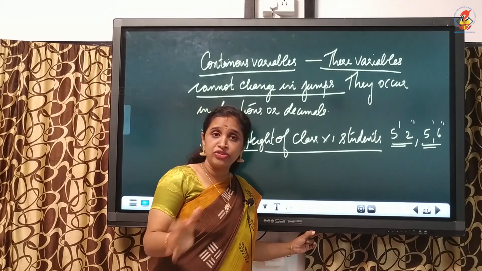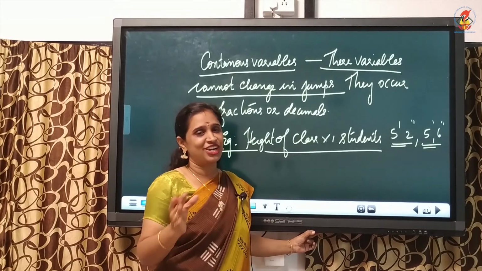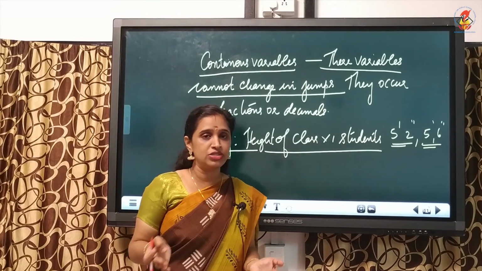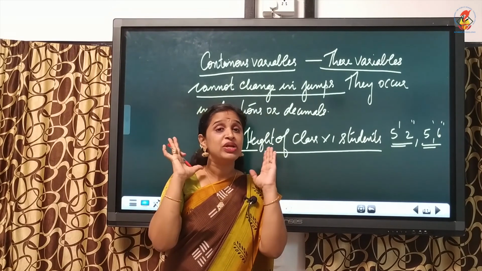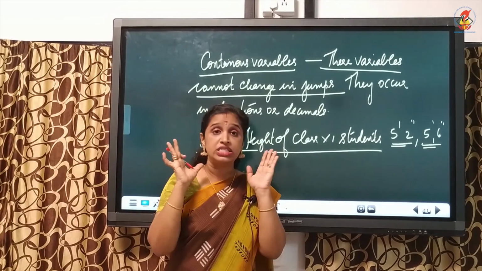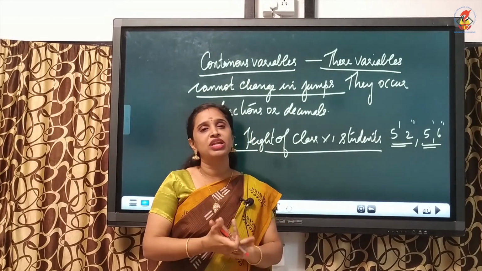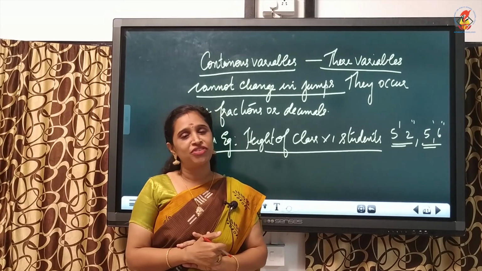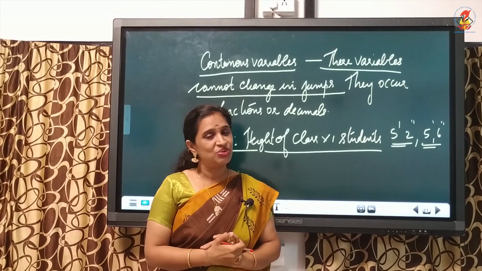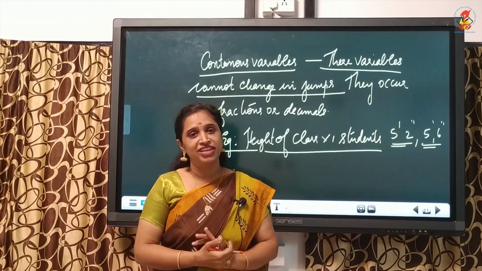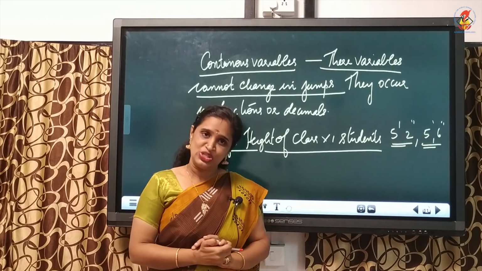So don't get confused with discrete and continuous variables. Normally mistakes can happen between continuous and discrete variables. So keep in mind once again, discrete variables are those variables which can occur only in jump, whereas continuous variables are those variables which cannot occur in jump but only in fractions or decimals. Hope these methods of classifying or arranging the data are clear to you. Thank you.